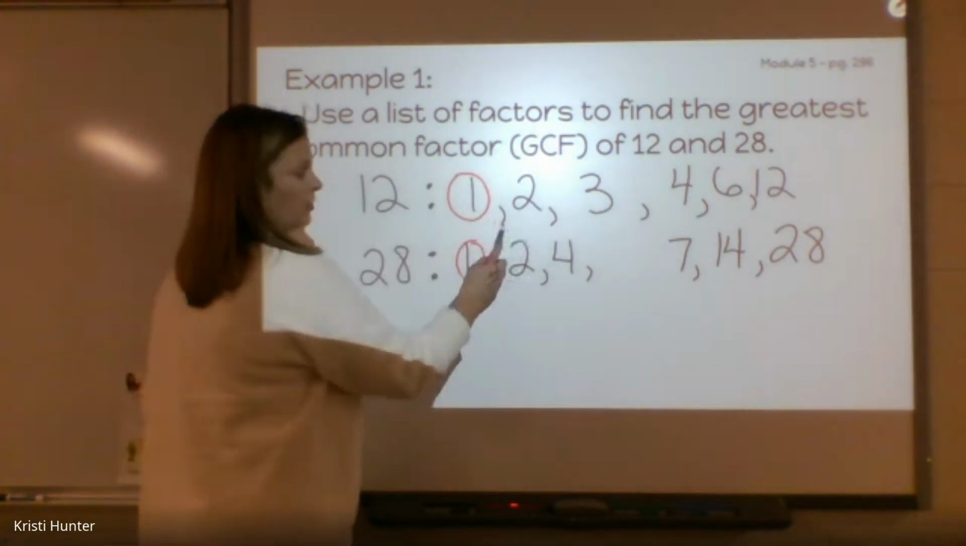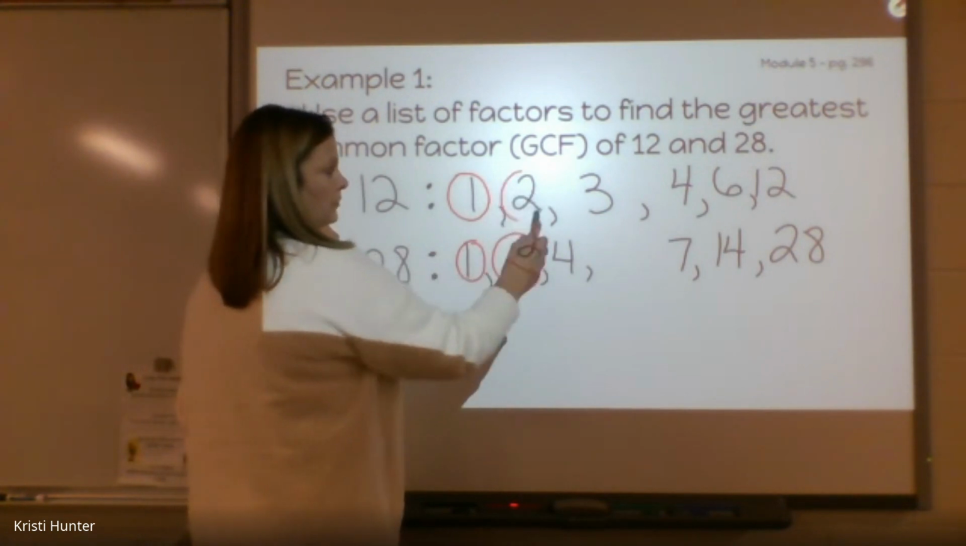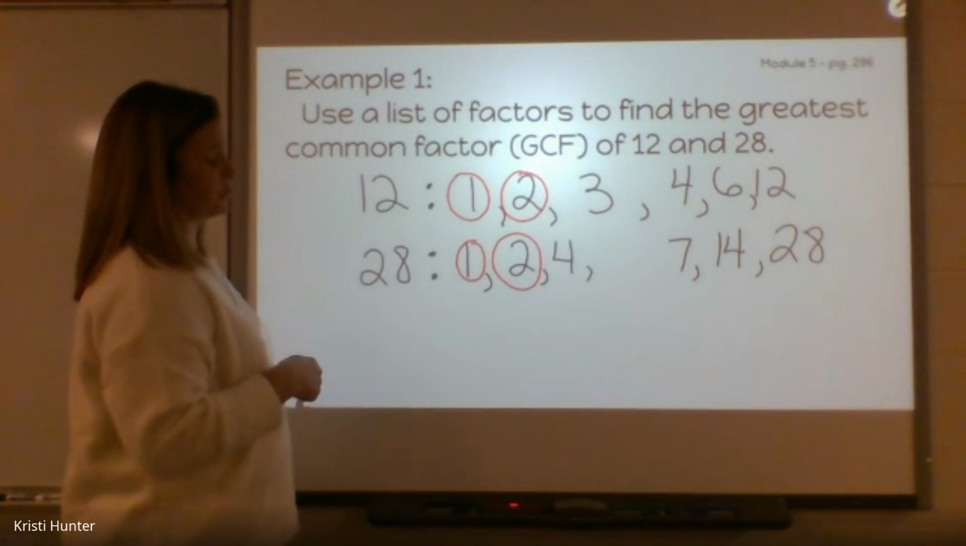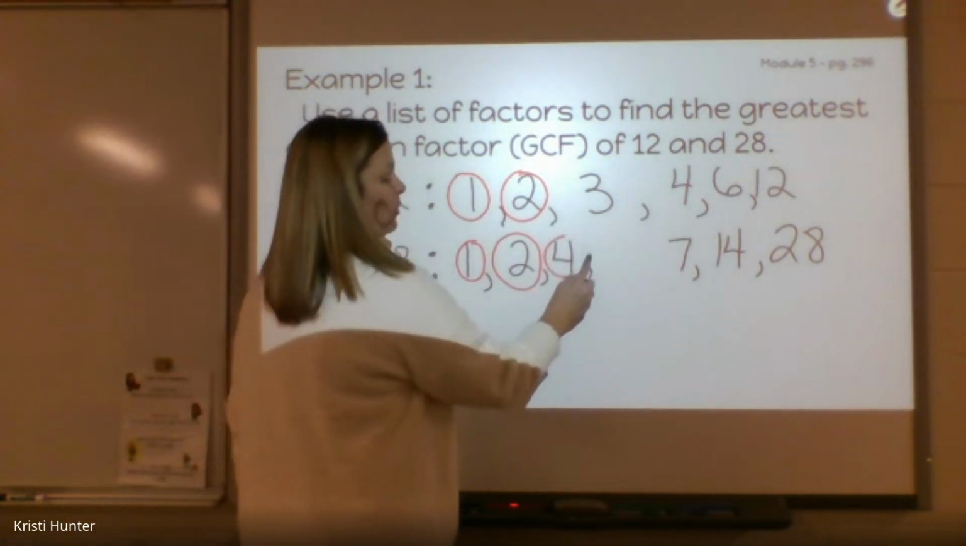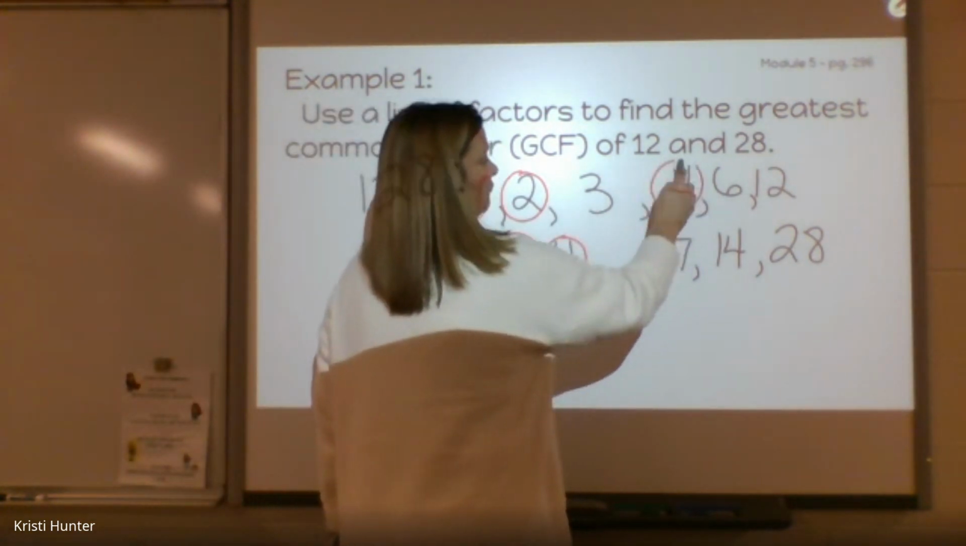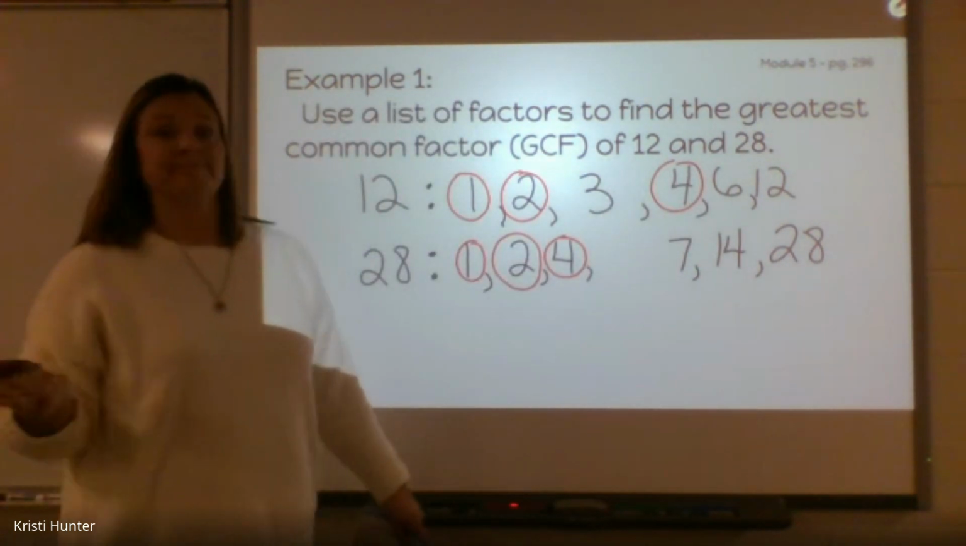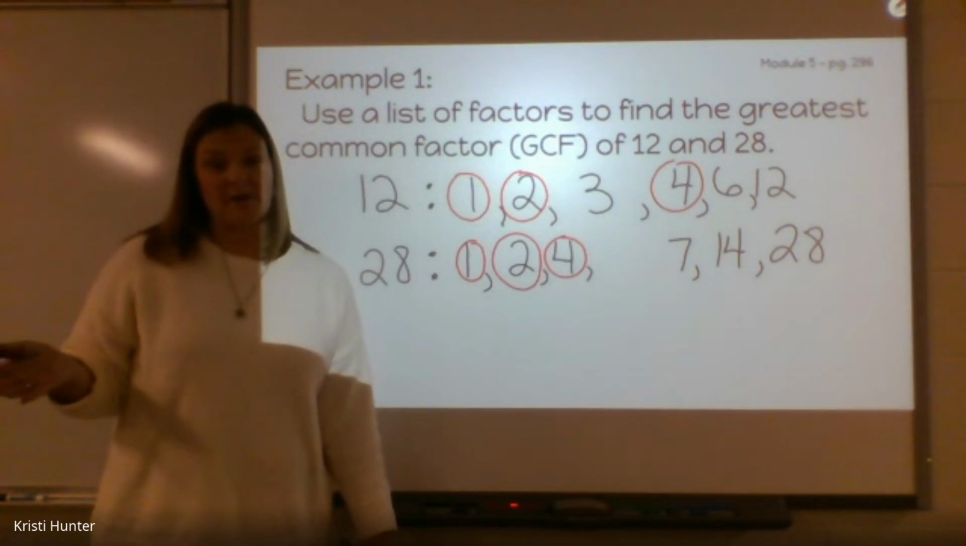They both have a 2. Let's see, 12's the only one with the 3. They both don't share a 3. They both share the number 4. They both don't share any other numbers.